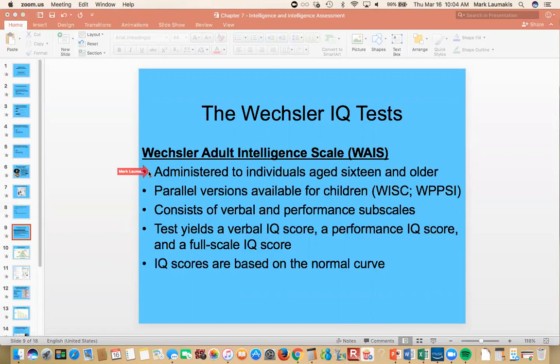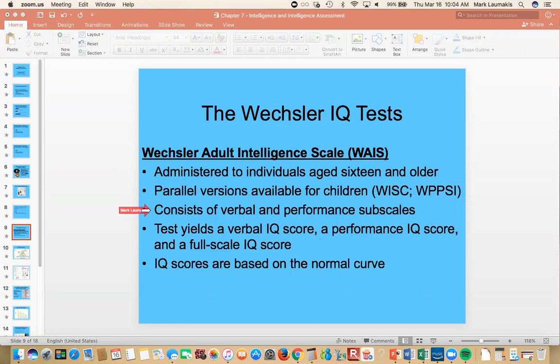Let's talk about these tests. So the Wechsler Adult Intelligence Scale, or WAIS, is an assessment that is administered to people who are 16 or older. So if you were to go get some IQ testing done today, they might give you the WAIS. If you were younger, say age 10 or 12, they might give you the WISC, the Wechsler Intelligence Scale for Children. If you were really young, like I said, we did this down with like 4 and 5-year-olds when I was in grad school. There's something called the WPPSI, which is the Wechsler Preschool and Primary Scale of Intelligence.